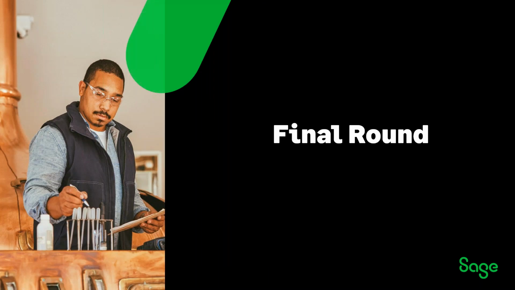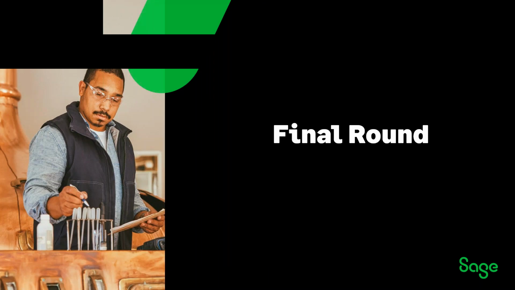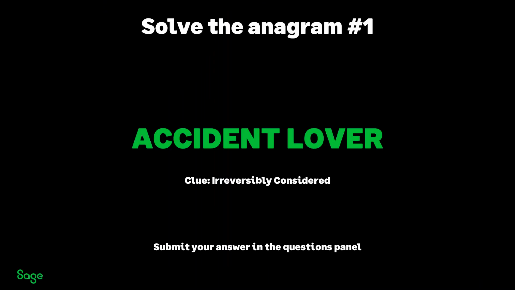So it's a bit of an anagram. We'll go fastest finger first. So anagram this time, we've got a clue. This was designed by Matt, who obviously was running the VAT sessions. So anagram 1, and it relates to something obviously we've been running in the sessions. So anagram of accident lover, the clue is irreversibly considered.